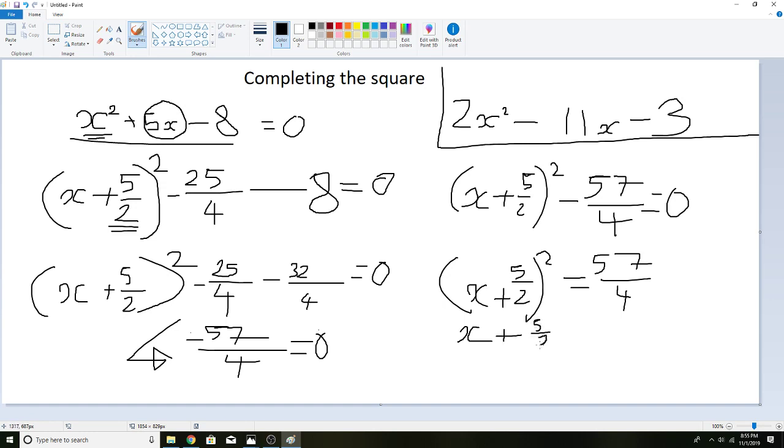Now what you do is you square root it, so it will be x plus 5/2 equals square root of 57 over 2. And if we minus 5 here, so it'll be, oh wait a minute, remember the square root is plus or minus. So then it is x equals plus or minus square root of 57/2 minus 5/2.